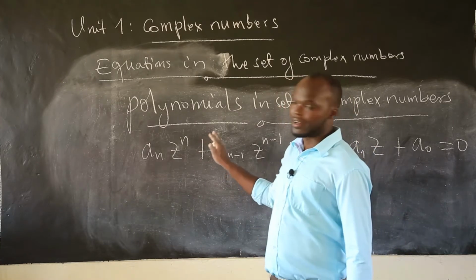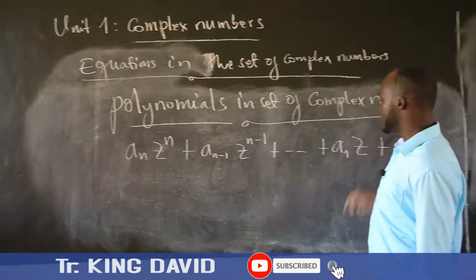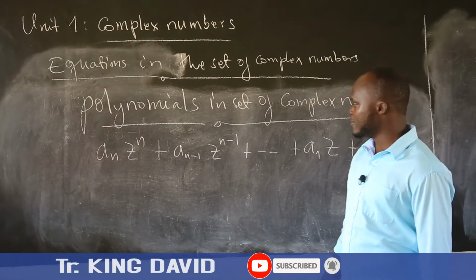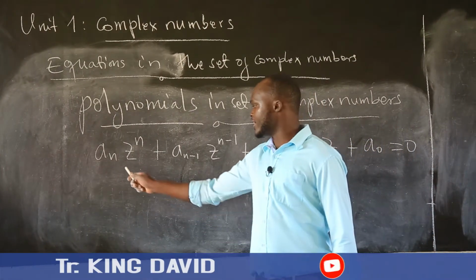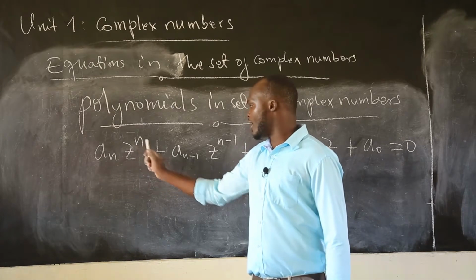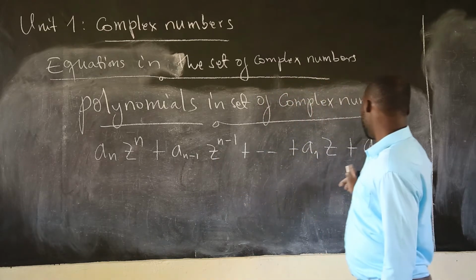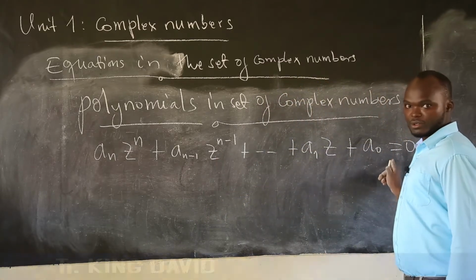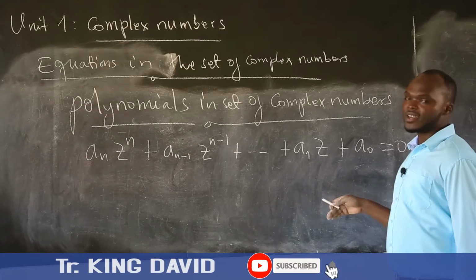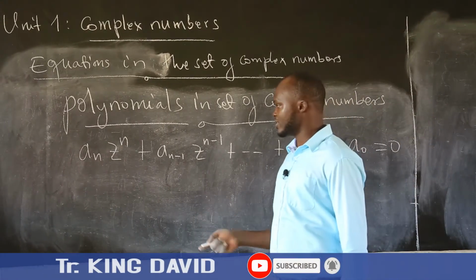Okay, let us go to polynomials. Polynomials in the set of complex numbers. Any polynomial is in this form: a_n z^n + a_(n-1) z^(n-1) up to a constant number, equal to 0. So we're going to see how we can factorize that polynomial, how we can solve a polynomial. That's what we're going to see.